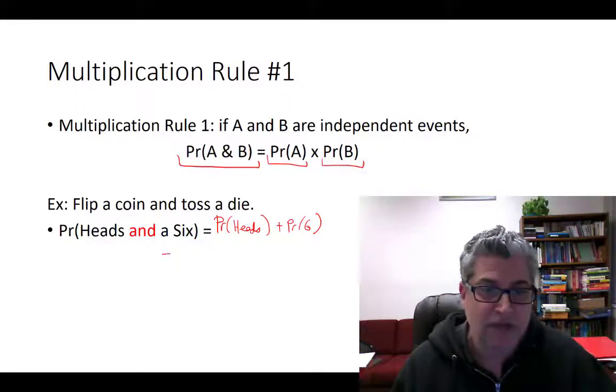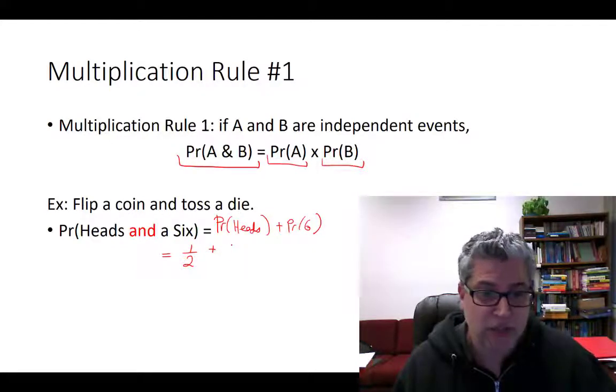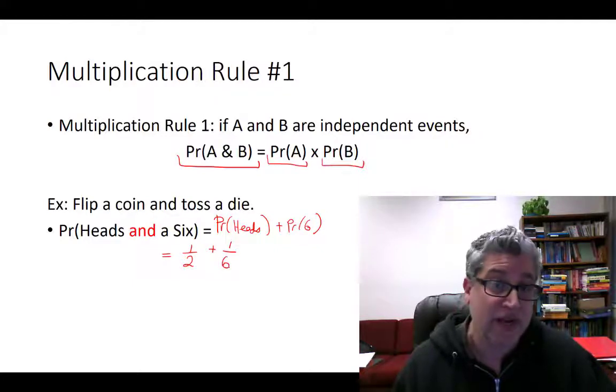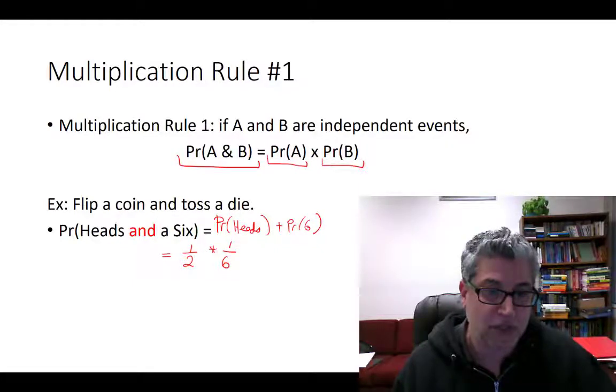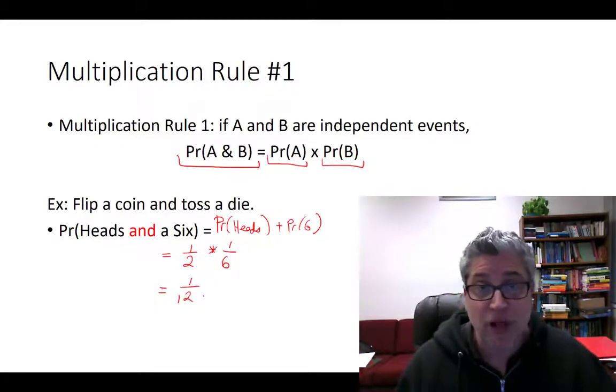Now, what's the probability of a heads? Let's just presume that it's a fair coin, so it's 50-50, it's 1/2. And the probability of a 6, let's presume the dice is also a fair dice, so the probability of any one particular face coming up is 1 out of 6. And that's multiply. So what's the joint probability? It's just going to be 1 out of 12. It's really straightforward.